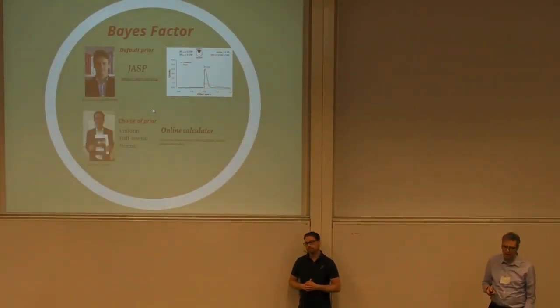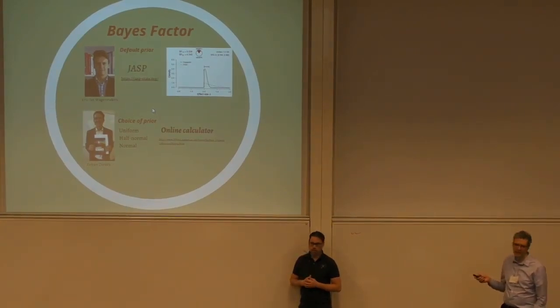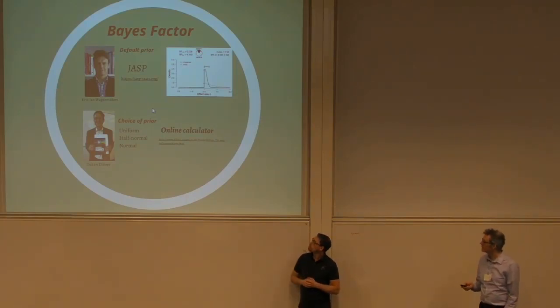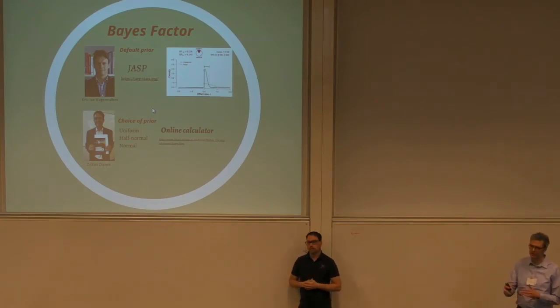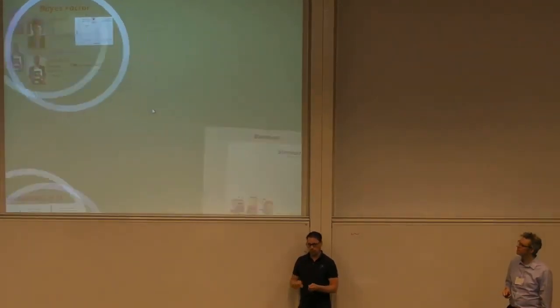Another one that I like a lot, because it's kind of simple, is the online calculator that Zoltan Dienes provides. And you can also have R scripts for it, where you say it's not just the default, but really say what makes sense: a uniform, half-normal, or normal distribution as a prior.